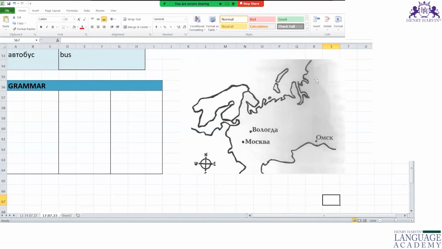Vishal, can you tell me about this picture, please? This is a map, right? Vishal, just whatever you can tell about this picture.